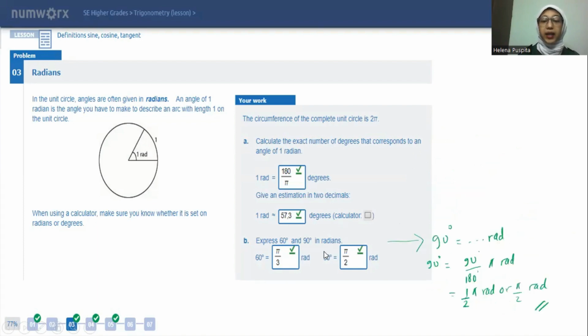And then 90 degrees equals 90 degrees over 180 degrees times π radians equals 1 over 2 π radians, or π over 2 radians. Then the solution is 90 degrees equals π over 2 radians.